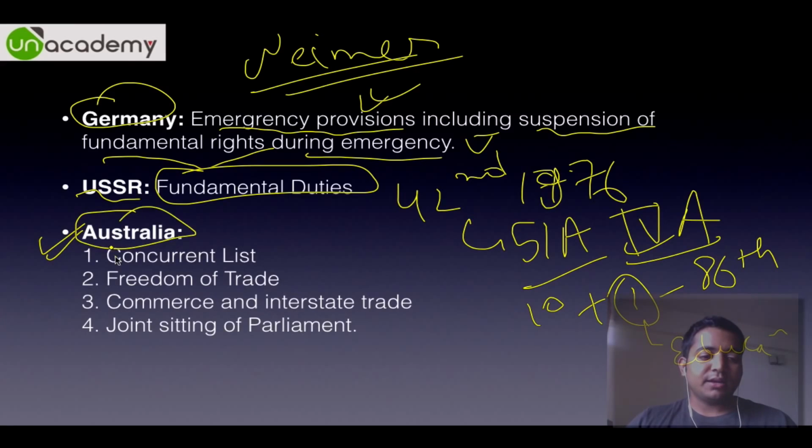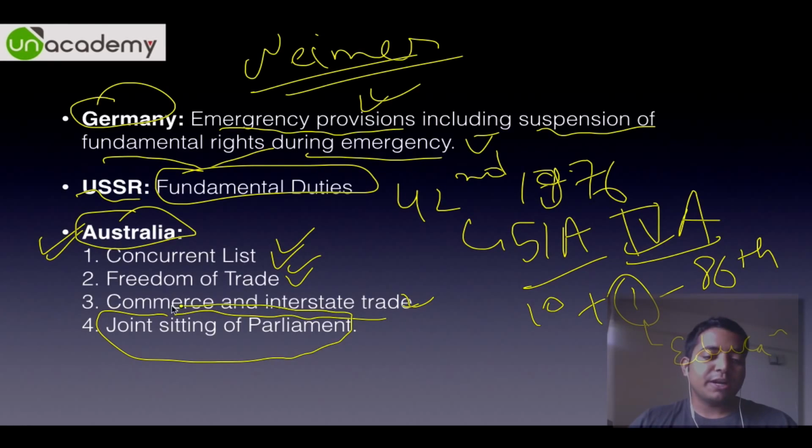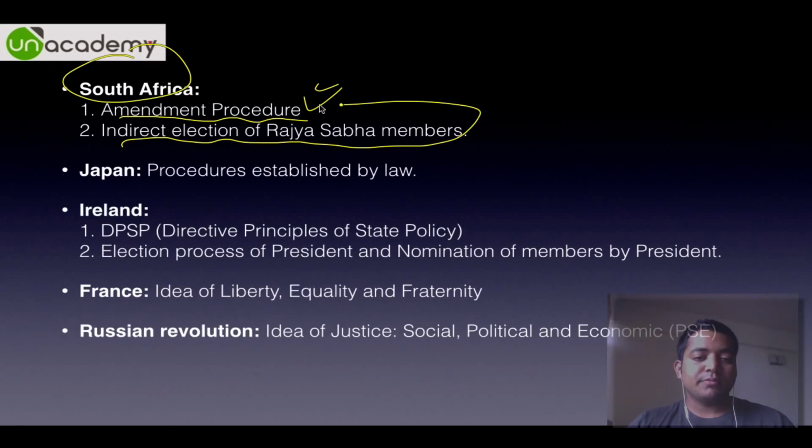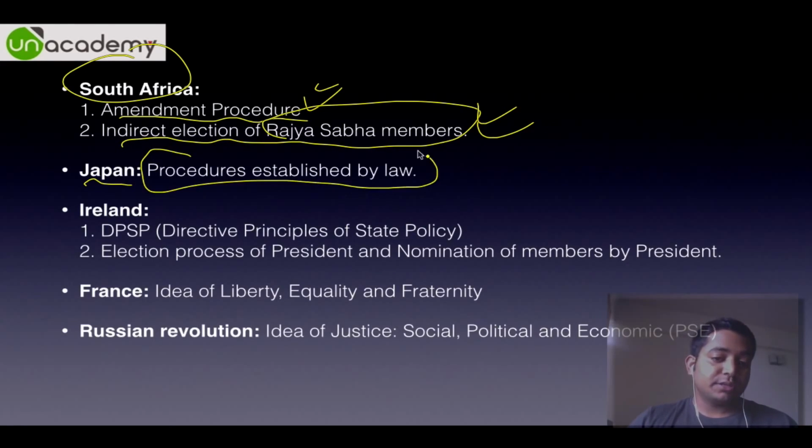Then Australia. We have the concurrent list from Australia, freedom of trade, commerce and interstate trade, and joint sitting of parliament. It's extremely important in case of a deadlock. We have a joint sitting of parliament taken from Australia. Then from South Africa, we have amendment procedures and indirect election of Rajya Sabha members. I'll be talking about them in detail. In Japan, the procedure established by law. So that is also taken from Japan.